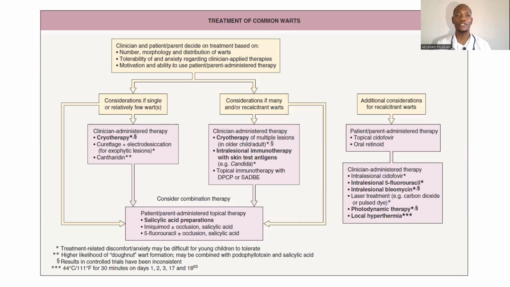So this flowchart tries to explain the treatment approaches when you have a wart and the different options that you can look for, including things like curettage, things like cryotherapy. So depending on the size of the wart and how the patient has presented, where the wart is, and the cosmetic outcome that you are looking at.